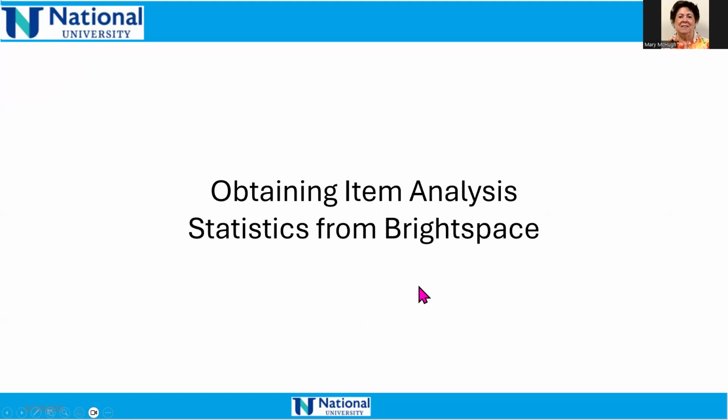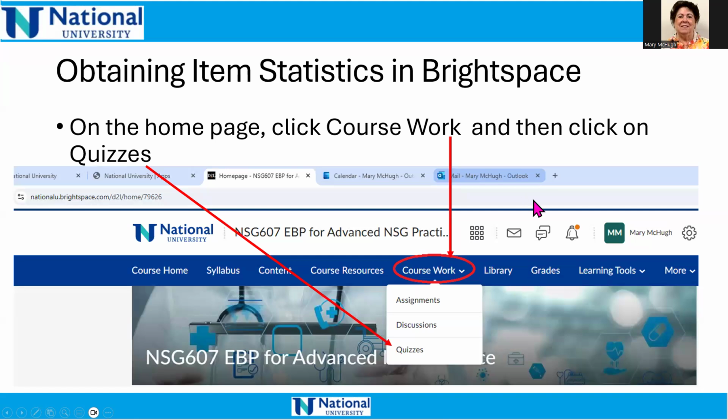So that is how you use those statistics to determine whether you need to work on your test to revise it. Let's get an item analysis from Brightspace. So the first thing you're going to do when you go to your Brightspace homepage is click coursework, and then you're going to click quizzes.